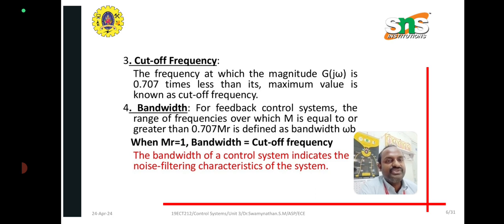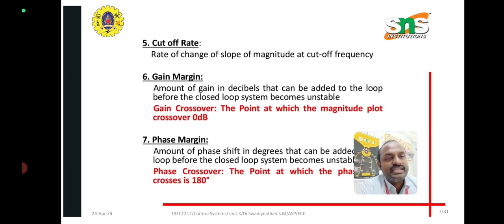Bandwidth, for a feedback control system, is the range of frequencies over which M is equal to or greater than 0.707 Mr. So if Mr is equal to 1, the bandwidth is nothing but the cutoff frequency. The bandwidth of a control system indicates the noise filtering characteristics of the system. Next, the cutoff rate is the slope of the magnitude at the cutoff frequency. For gain margin, the gain crossover is the point at which the magnitude plot crosses the 0 dB line. This is called the gain crossover frequency.